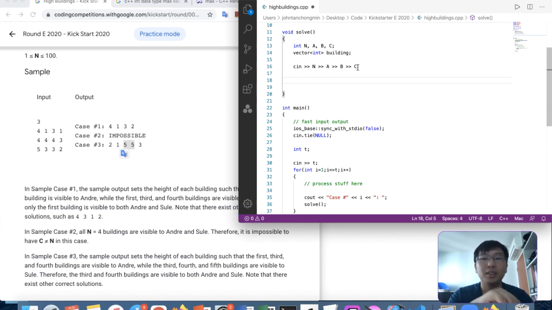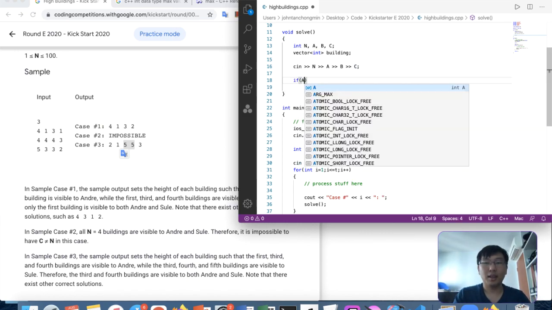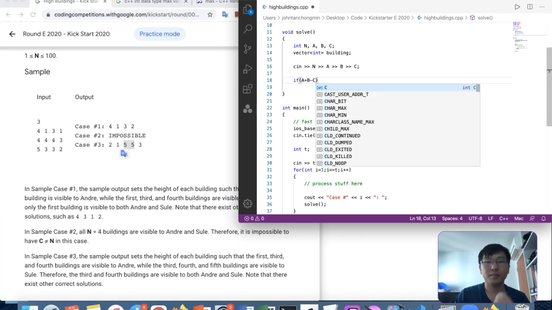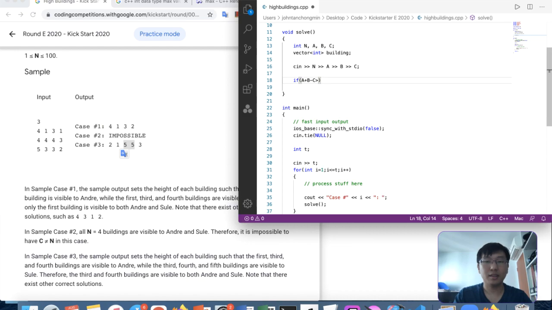Okay, C, it means that there's a, okay, so if A plus B minus C, if this plus this minus this is greater than n, that means it's impossible, right? Yeah, because you cannot see more than the number of buildings that are available.